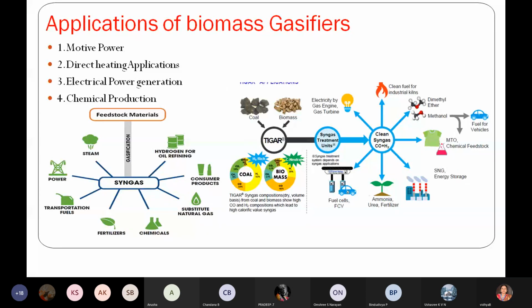There are different applications. It can be used for diesel engine fuel, that is, for vehicles, and also for methanol production, that is, we get methanol as output. It can also be used as clean fuel for industrial kilns, for electricity, and for fertilizer. There are many applications.